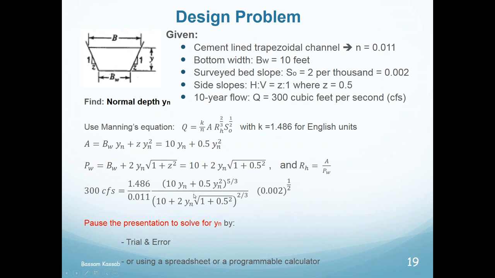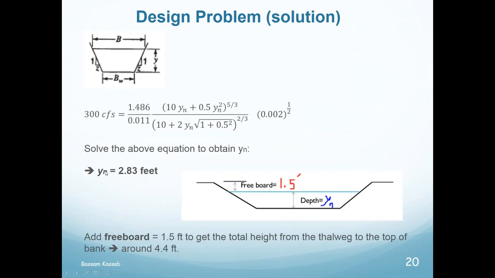But to solve for that, you need to do it by iterations, basically trial and error. You try a value, then you see if you end up with 300. If not, you guess another value, and then you find a smart way to narrow down these values to get to the 300. That's called trial and error. Or you can use a spreadsheet, or you can use your programmable calculator if you use one. Either way, whatever you use, it doesn't matter as long as you get the correct answer, which is 2.83 feet.